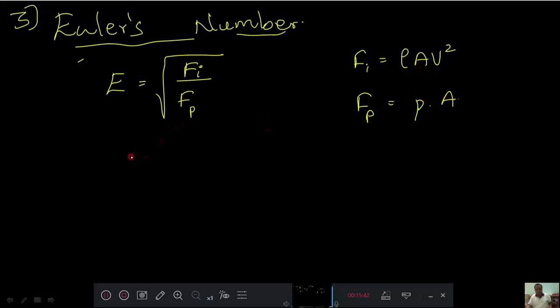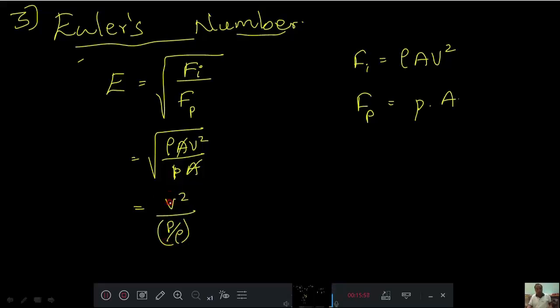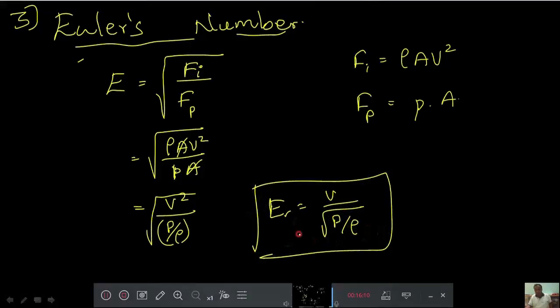This we will substitute here, that is the square root of rho a v square divided by pressure, small p, into area. Then area cancels, then I will get v square divided by p by rho, and put the square root. Then this Euler's number I will write further as v divided by square root of p by rho. This is the fashion maintained by Euler. Therefore the rho is brought down and p by rho is written. This is your Euler's number.